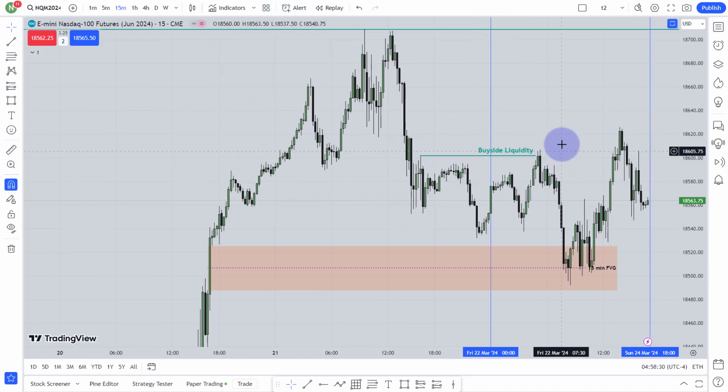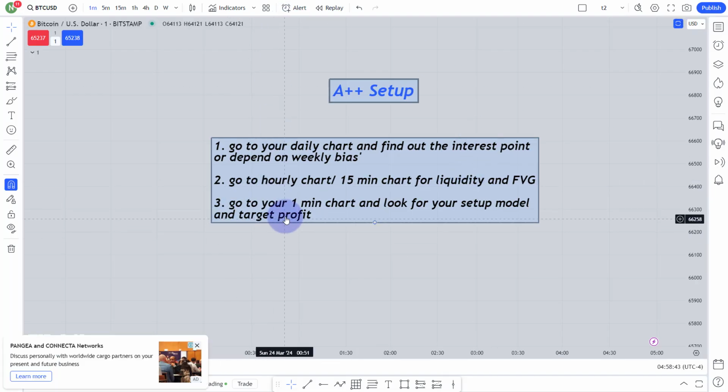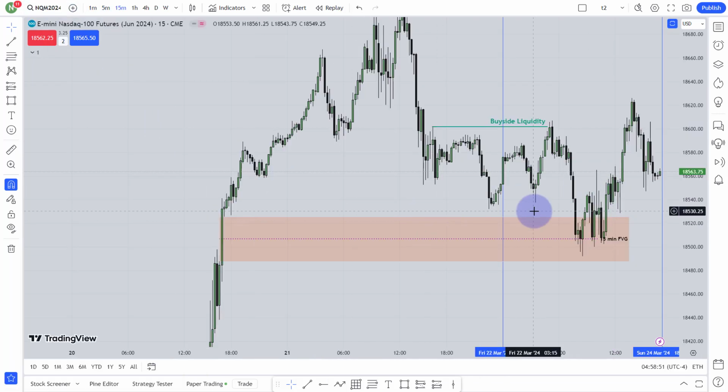I don't need to go to the hourly chart because from the 15-minute chart I have got this very nice fair value gap. So the last fair value gap from the 15-minute chart I have got that. I don't need to go to the hourly chart. So let's see what is the last point. Go to your 1-minute chart and look for your setup model and target profit. So this is the last part.